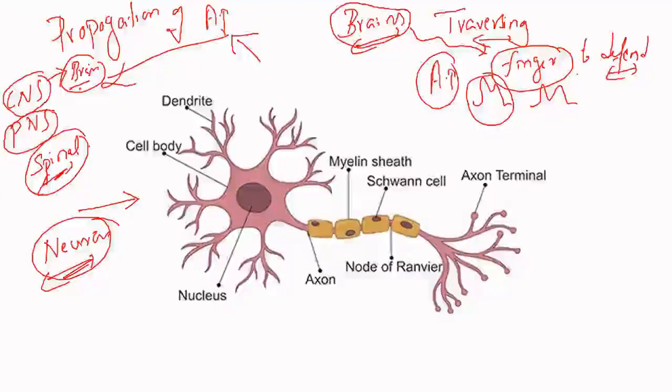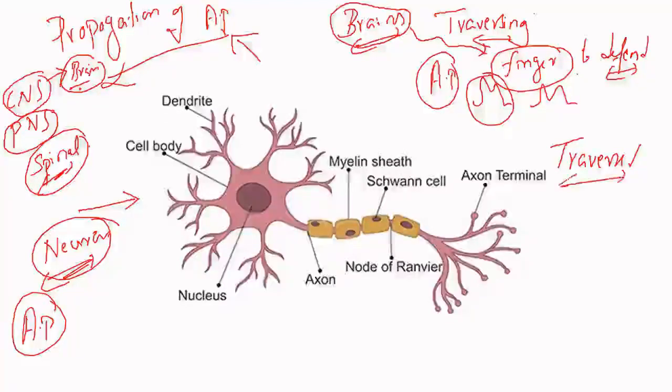So what happens inside the neuron, and how is this electricity generated, or how does this action potential which is being generated inside the cell get traversed to reach the particular organ so that we can perform some action.